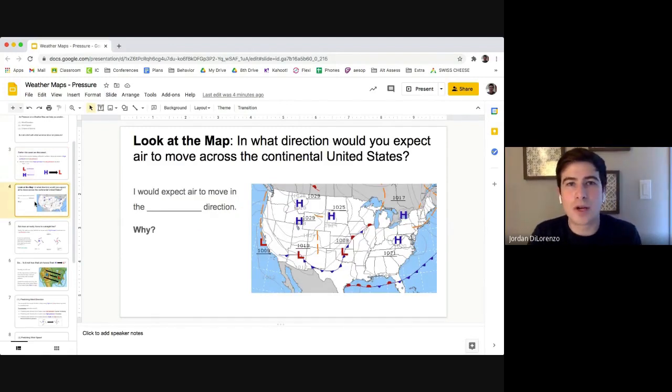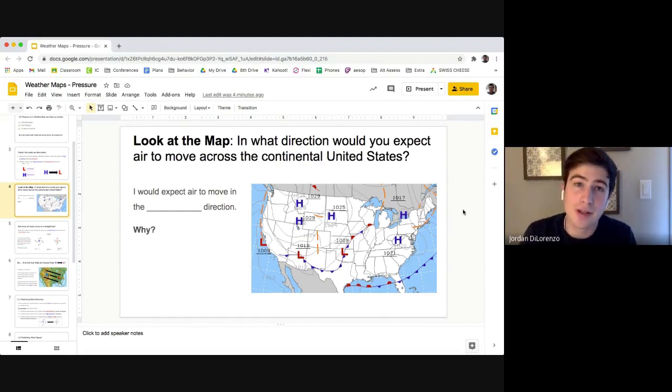All right, so we're going to do a quick practice problem that's going to help us remember and practice this concept of high pressure moving toward low pressure. So I want you to look at this map and I want you to try to determine in what direction do you expect air to move across the United States. So pause me and answer the question and then unpause me for the answer.